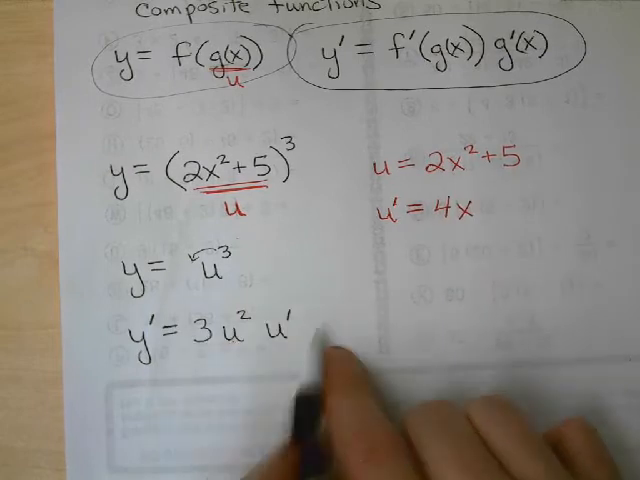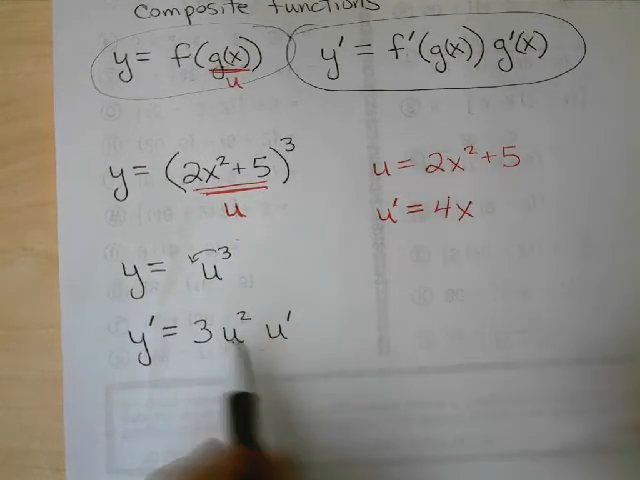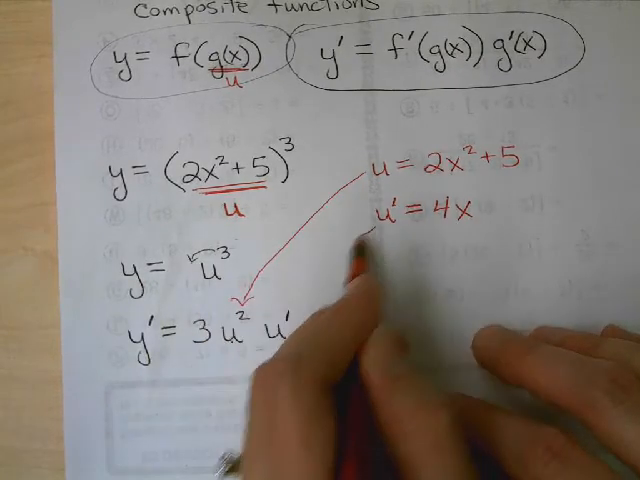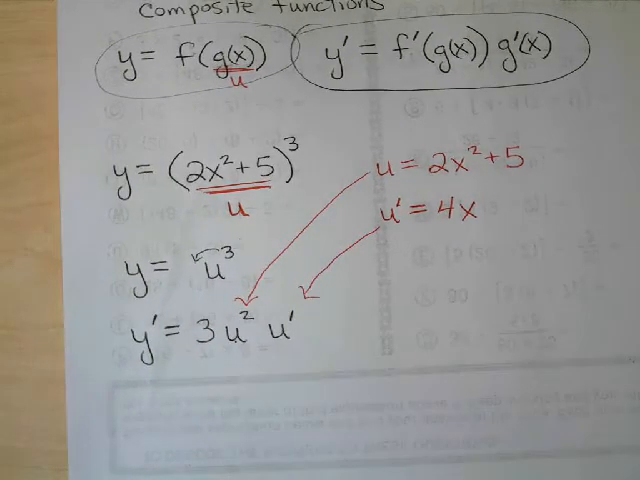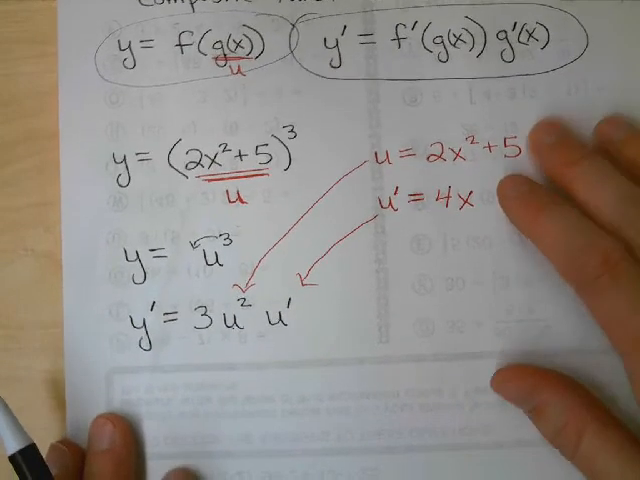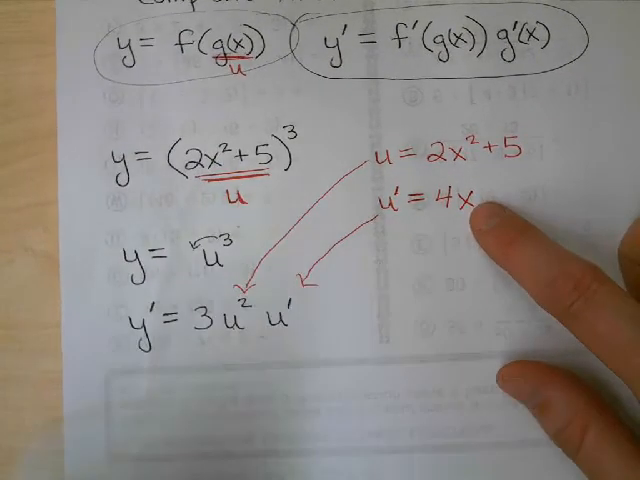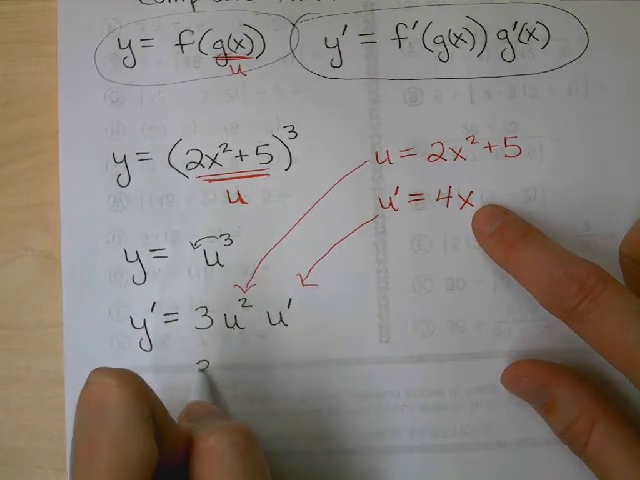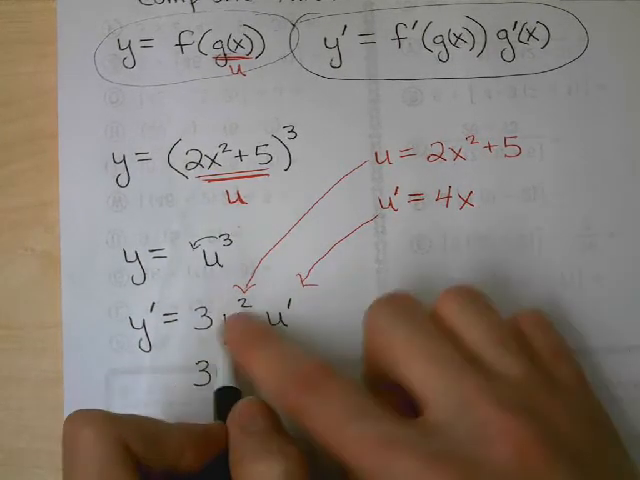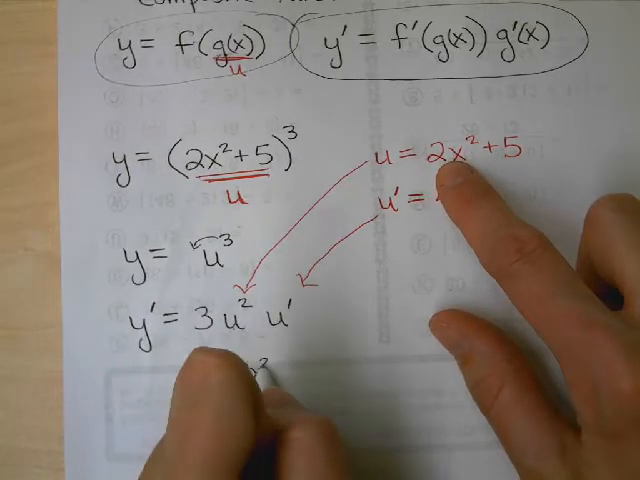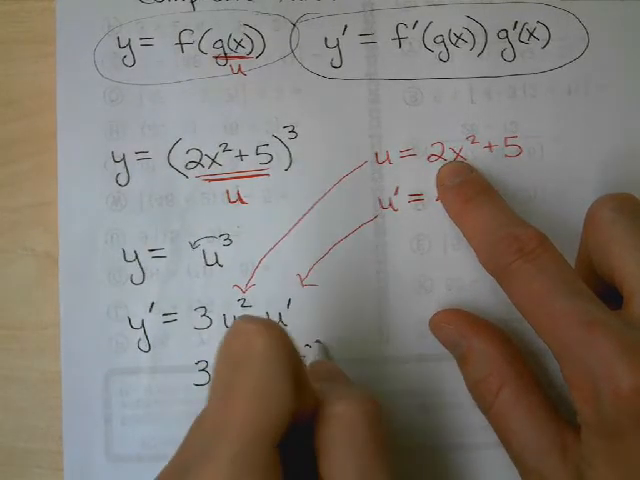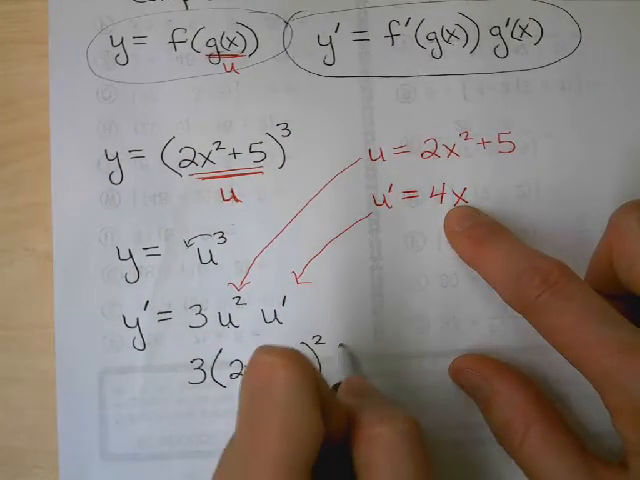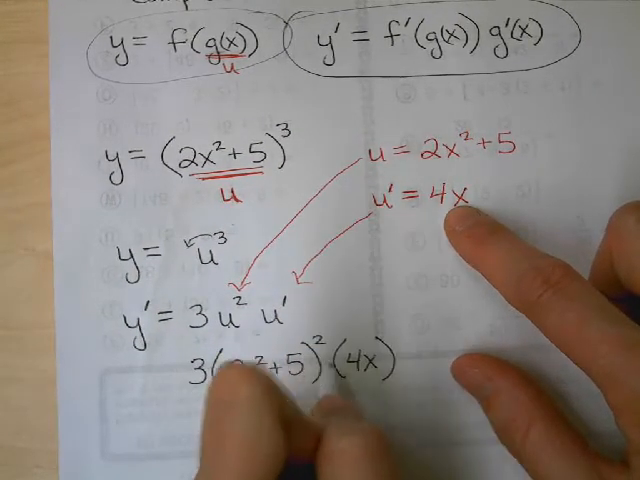This is basically the answer, but now you could just substitute back in. Now I know what u was, and I know what u prime was. That's why people do it off to the side: they define u, and the derivative of u, because then they can plug it back in at the end and have the answer. It'd be 3, and then u was 2x squared plus 5, squared. And then u prime, you guys said that was 4x, so times 4x.